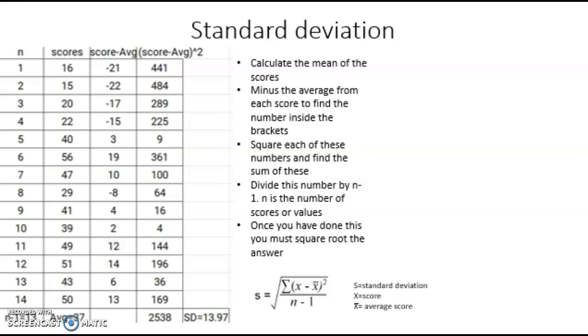Therefore, you must do the score minus the average, and then square this number. You would do this for each of the scores, as in front of the brackets there is a sum of sign, which means that you must do this step for all scores and add them together. Once you have added all of these numbers together, you must divide the number by n minus 1, which is the number of scores minus 1. In this case, it is 13. Once you have divided this number, you square root the answer, and then you will have the standard deviation.